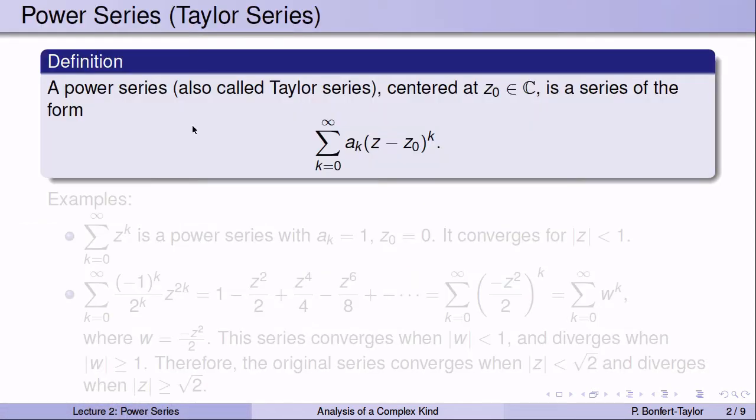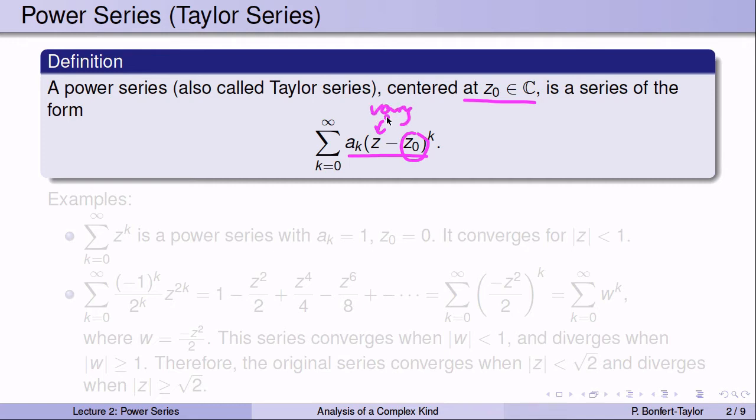A power series, also often called a Taylor series, centered at a point z0 in the complex plane, is a series of the form sum k from 0 to infinity, ak times z minus z0 to the k. So z0 is this fixed number, and z is something arbitrary we can plug in there, so we can therefore vary this z right here.